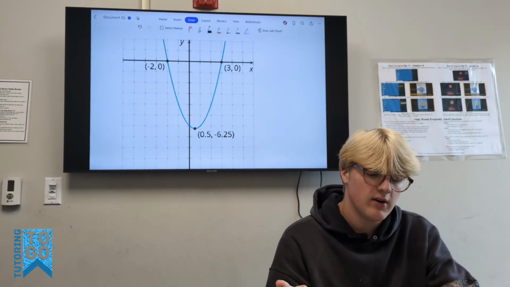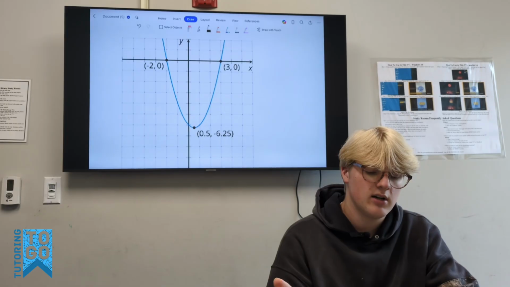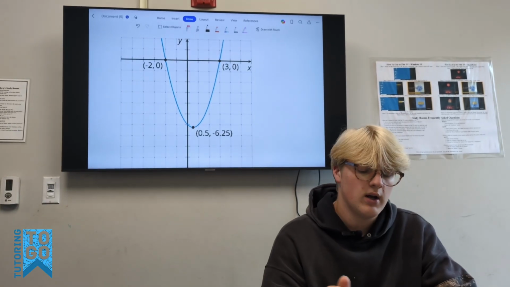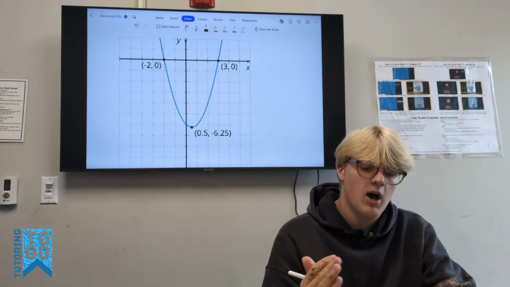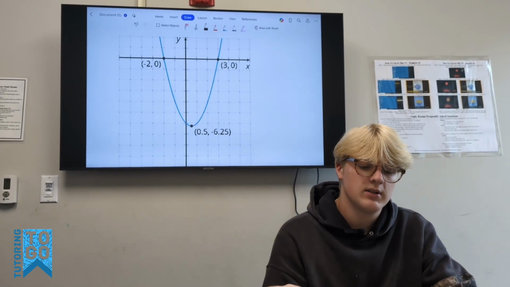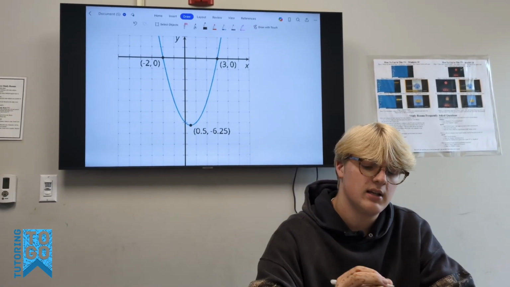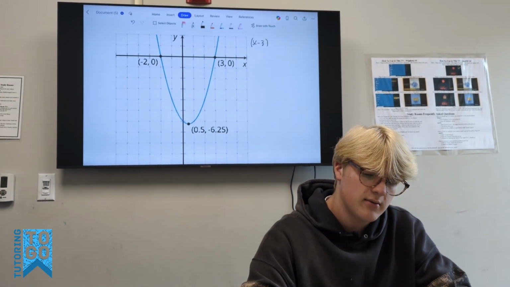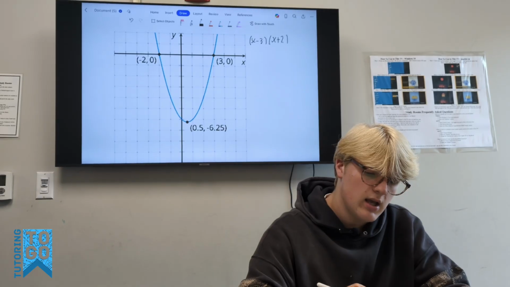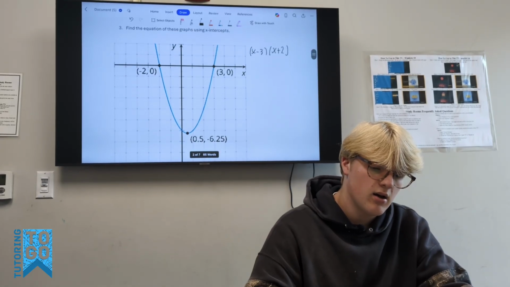So this graph right here is a nice example because it lets us know what the x values are going to be. But when we're writing them, we need to remember we make them opposite, because when we're talking about variables that affect x, it's going to be opposite. So it would be x minus 3 times x plus 2, and that would be the equation of the graph.